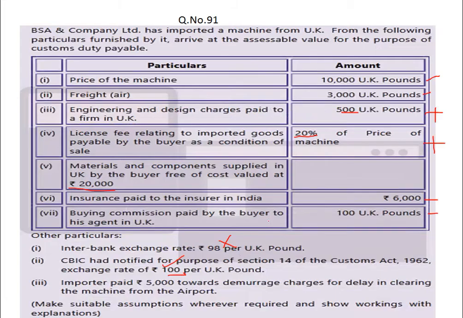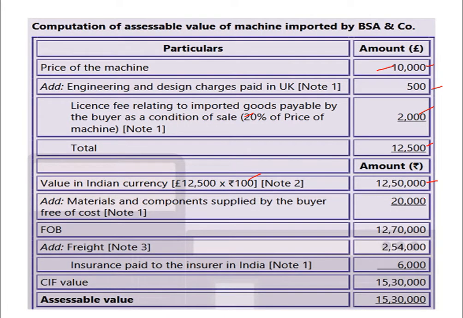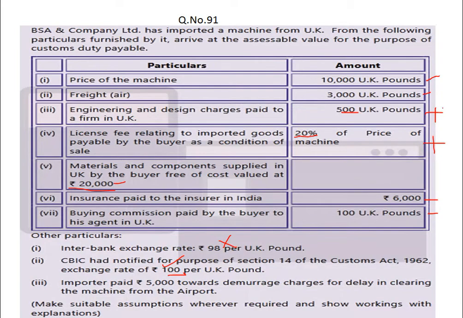To this, material supplied, how much cost is there? So 20,000 is the cost in Indian rupees. Both are Indian rupees now, so add them. So 12,70,000. Now it is called FOB. On the FOB, freight actual is 3,000 pounds into this 100. So how much will you get? Pounds into Indian rupees, 3 lakh.